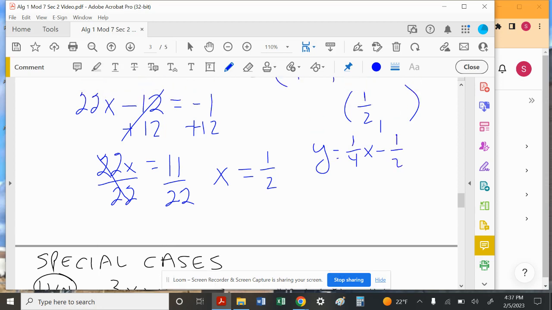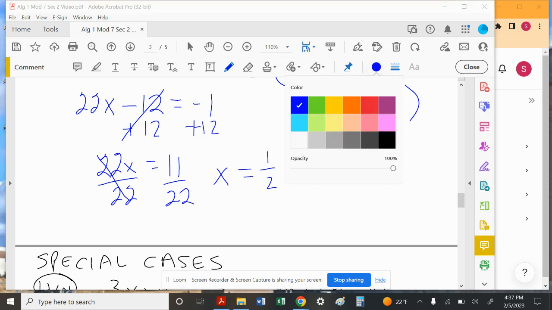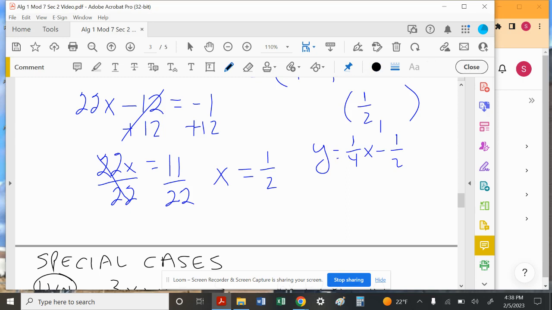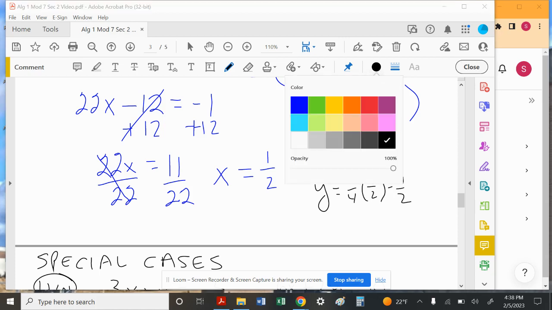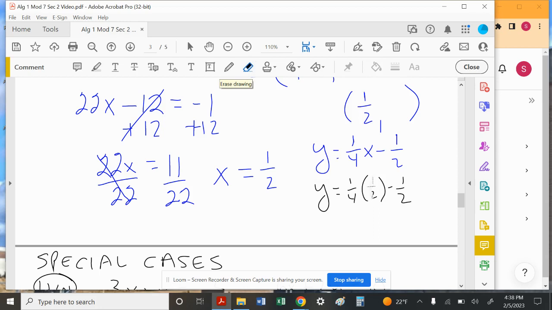And what I'm going to do is plug that value in there. So I'm going to rewrite my equation just below it. So I have y equals 1/4 times 1/2 minus 1/2. I'm going to erase this because I'm going to put it in blue so you can see where I substituted in.